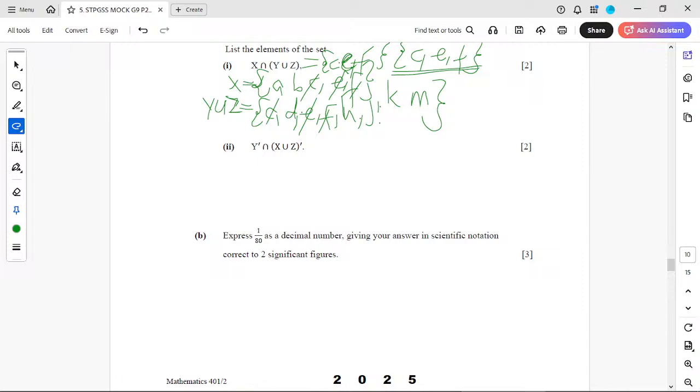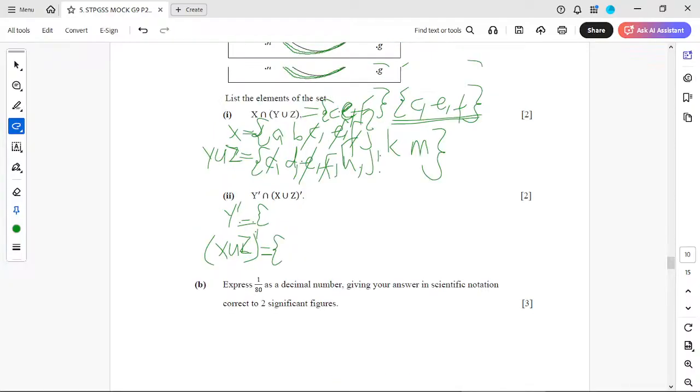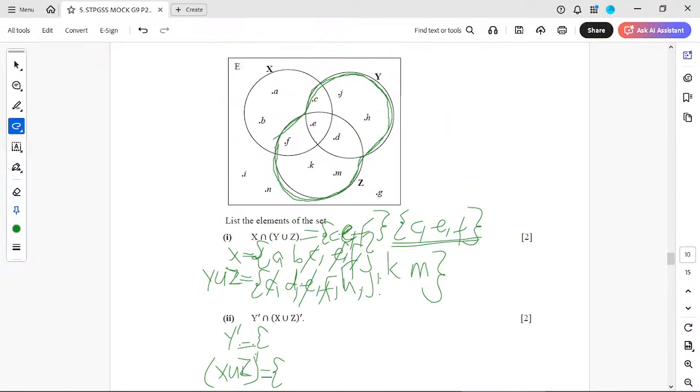So what we can do is write again here. We say Y complement is equal to, and then we also have X union Z complement is equal to. So we can register the elements that are found in here. When you say Y complement, we are saying every element that is not in Y is a member of this set Y complement.